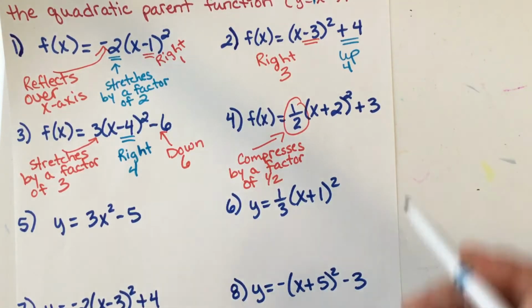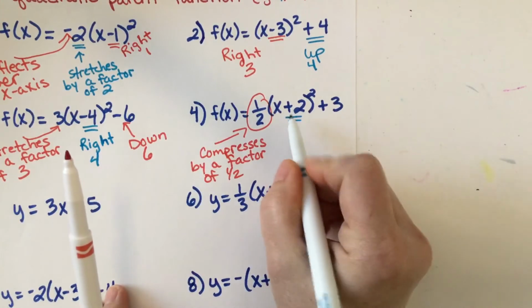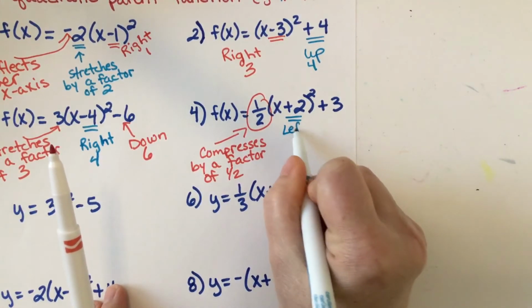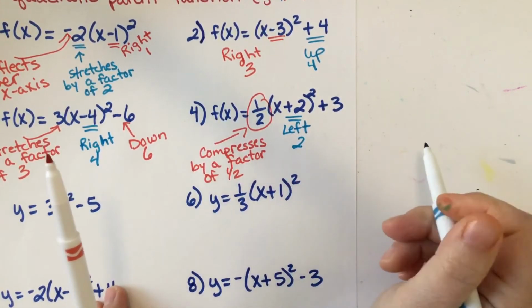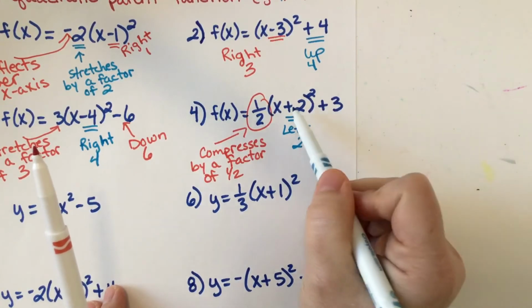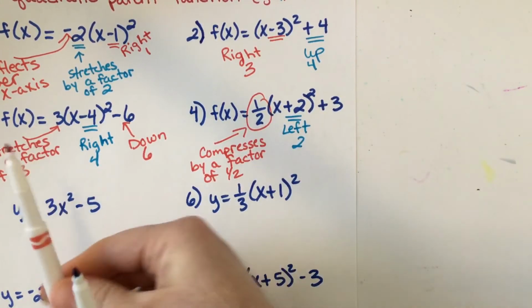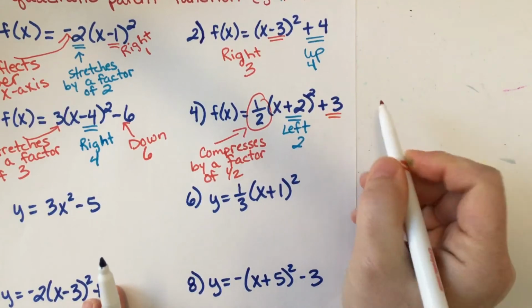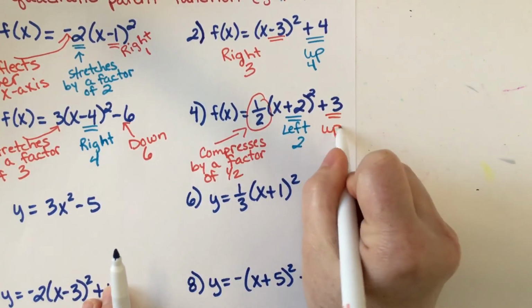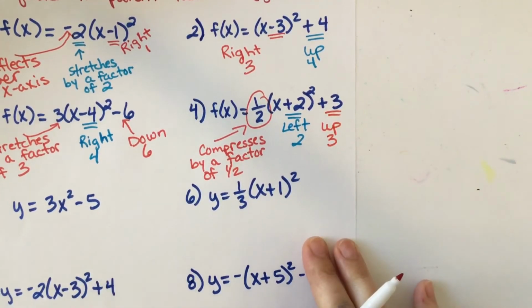Okay, and then what do you think about the +2 inside? That's going to make it go left 2. Inside is left or right, but opposite of your natural thought. So plus is left, minus is right. And how about the +3 in the back? That's going to make it go up 3.